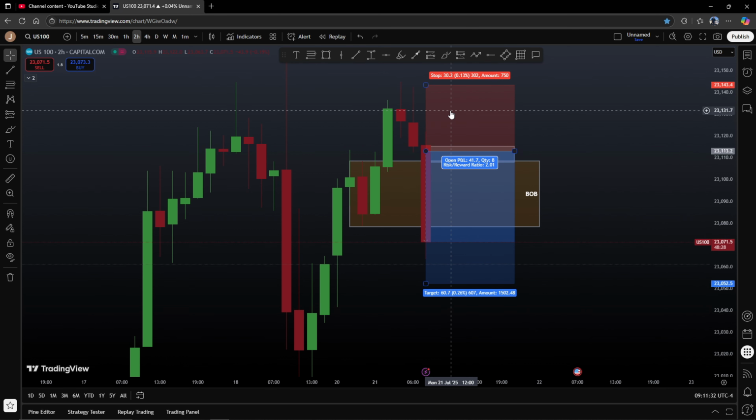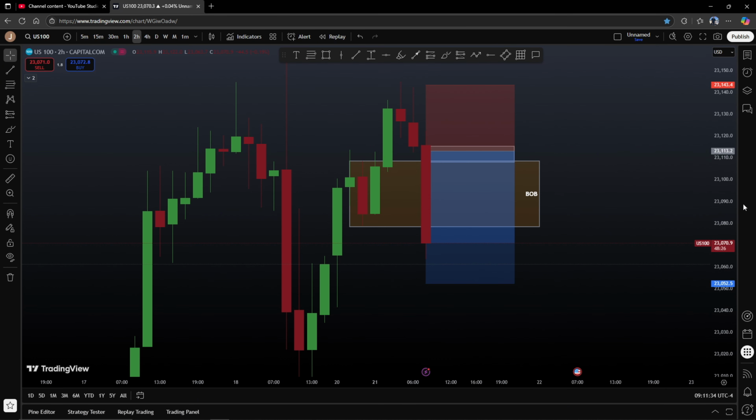So to me, 30 pips to a 60 pip gain, that is my standard. That is my favorite. So yeah, I just like keeping my ratio just like that.